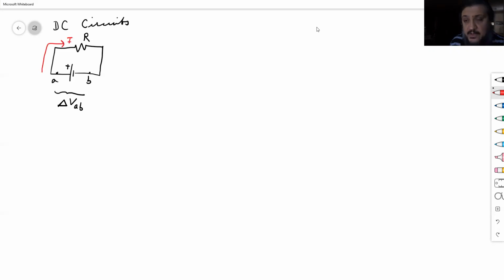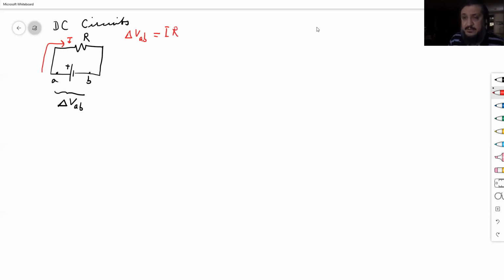So the current goes from the positive terminal to the negative terminal of the battery. In this case, a clockwise current. So according to Ohm's law, the terminal voltage will be equal to the potential drop across the resistor, IR. Okay, a very basic circuit, the most elementary form, a complete circuit.